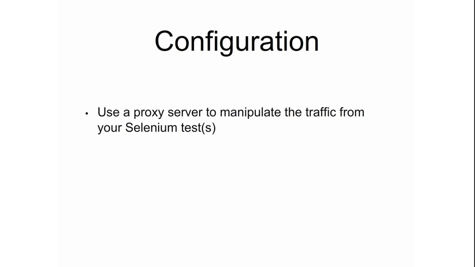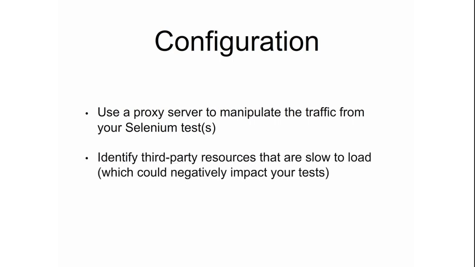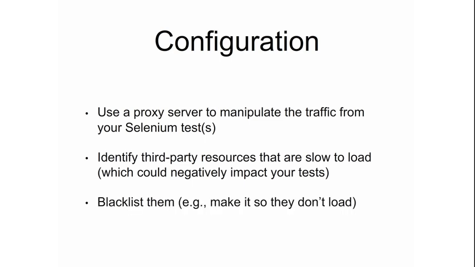And so what that looks like is you use the proxy server not just to capture traffic, but to actually manipulate it. And so you would identify third-party resources that are slow, or whatever, just third-party resources in general that can negatively impact your test. And then you would use the blacklist command. And to do that, you actually have to use a regular expression to find the thing you want and then change what it does.